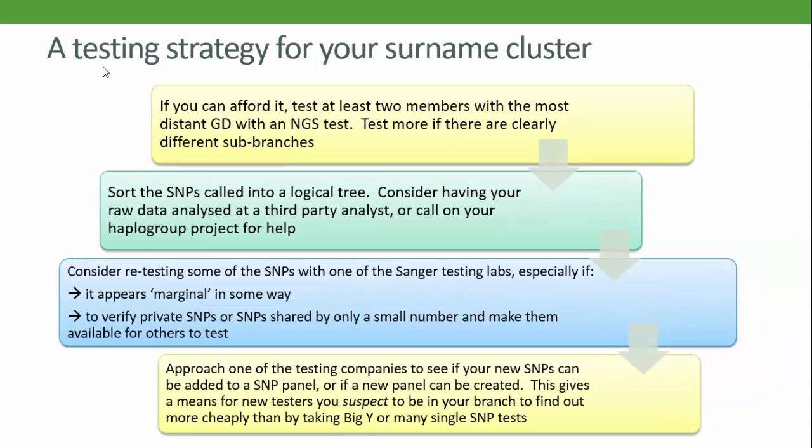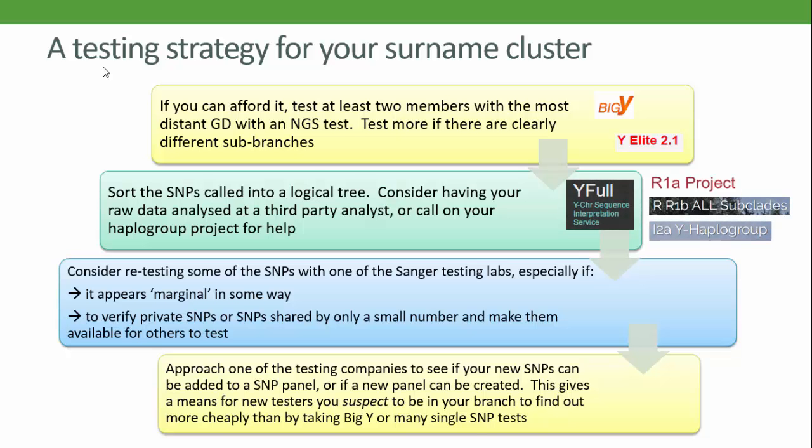So to sum up the first part of the talk then, here is a strategy for doing SNP testing for a group of Y chromosome testers that's already been defined by STR testing. First, you want to conduct some NGS tests, as many as you can afford, preferably at least 2 different looking testers, more if you can afford it. Then take your results to a third-party analyst or to your haplogroup project to help sort the results into a logical descent tree. Third stage, you should consider using Sanger testing to retest any of the more marginal or questionable SNP calls, or any private SNPs you may have that you want to explore further.